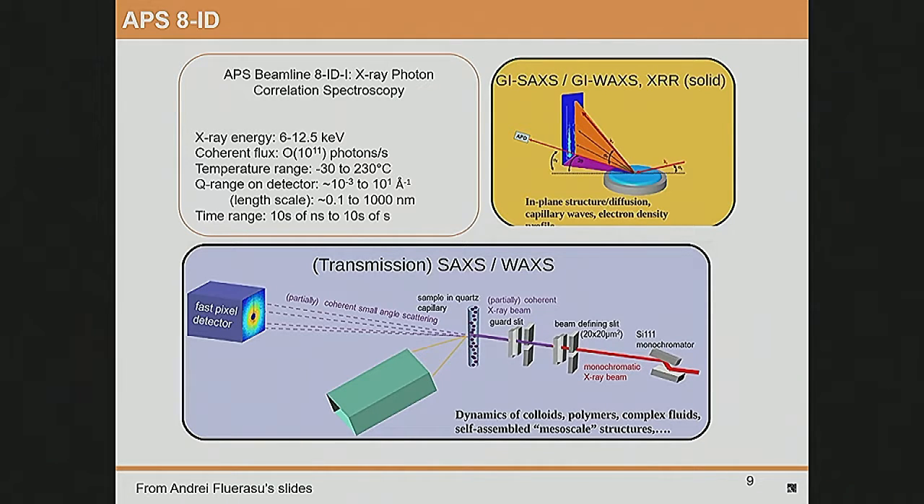The length scales that we can probe at Sector 8 are from angstroms to microns, and the time range of the dynamics is from tens of nanoseconds to tens of seconds. And you can also do this in other geometries, like wide angle scattering, or in reflection if you have solids or in-plane structures.